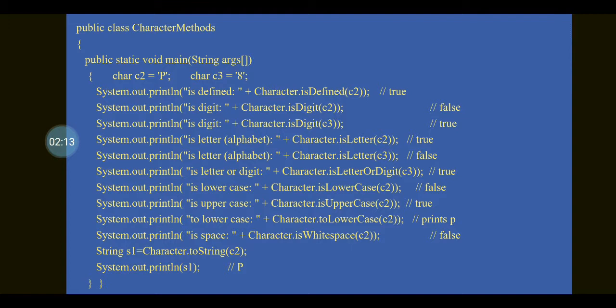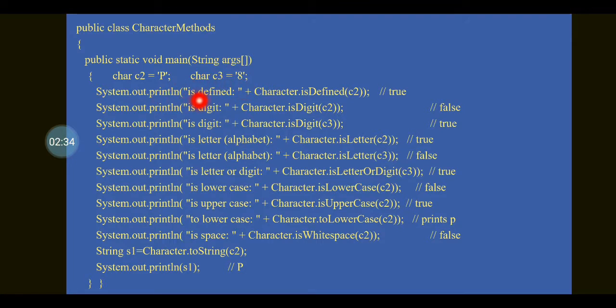Let us discuss an example program. Here is public class CharacterMethods. It is a user defined class, and then public static void main(String[] args), with char c2. The c2 is set as capital P and c3 is set as the digit 8.